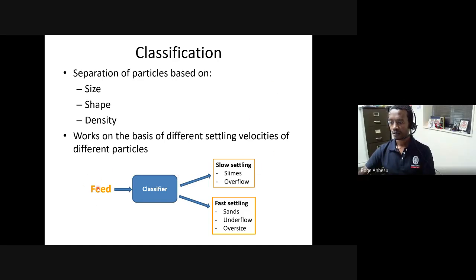So you have a feed. Hopefully the feed has coarse and fine particles, and that is split into fine particles, because fine particles are slow settling. If you're using a typical classifier like a cyclone, they report to the overflow. And fast settling particles are those that are large, or maybe they are oversized. And therefore, by using a classifier, the idea will be to separate particles into large and small, or fast settling and slow settling. And whether the particle is fast settling or not depends on its size, its density, and so on.